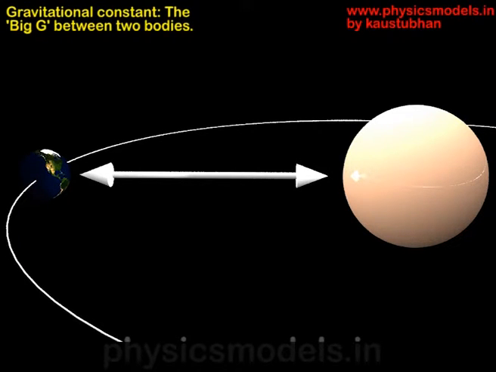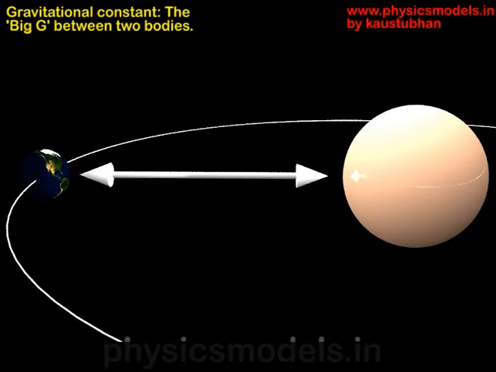Hi, in this video I would like to explain about the gravitational constant, also referred to as the big G, and it applies between any two bodies in the universe and on planet Earth as well. You see a sun on the right hand side and an earth on the left. The earth has two motions. It rotates around its own axis and it also revolves around the sun in a huge orbit, and that orbit can be described as nearly circular.